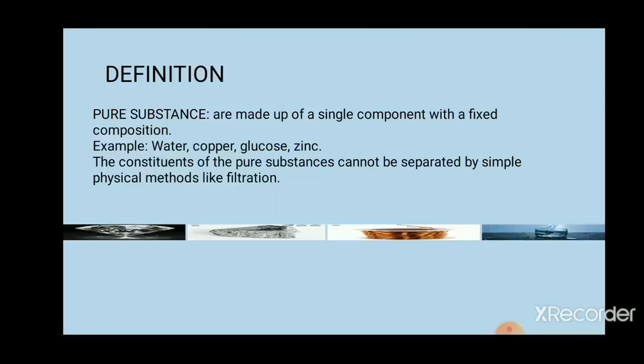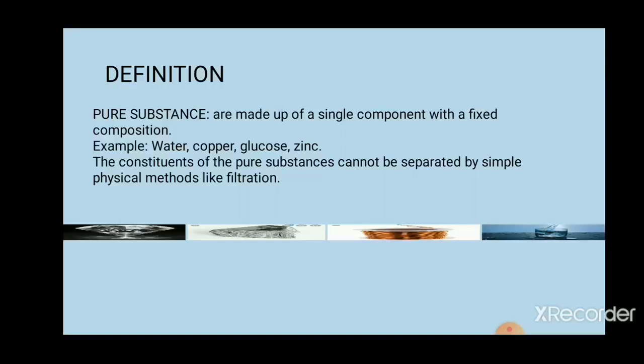So pure substance means it is only a single component. Only one kind of component is present, and that too in a fixed composition. Now what is the meaning of fixed composition? If I take water as an example, as you know, the formula of water is H2O. Based on the formula, how many hydrogen atoms are present? 2 hydrogen atoms are present, and 1 oxygen atom is present. That means water has a fixed formula, H2O. In a water molecule, there should be 2 hydrogen atoms and 1 oxygen atom. It is fixed. So this is the meaning of fixed composition.